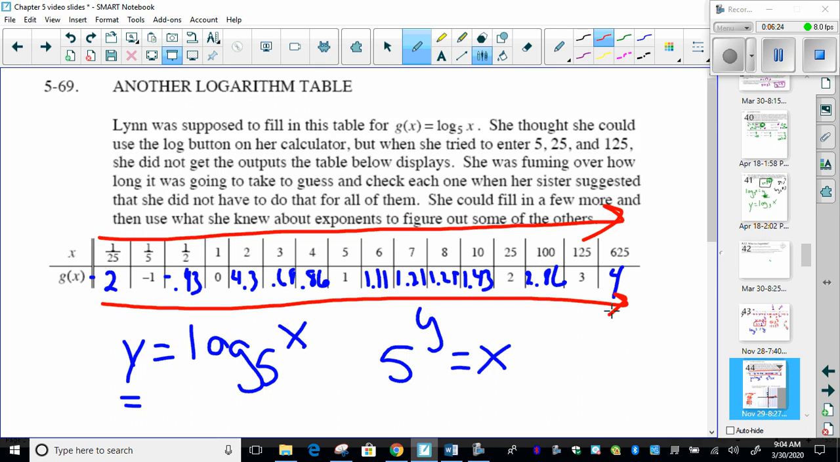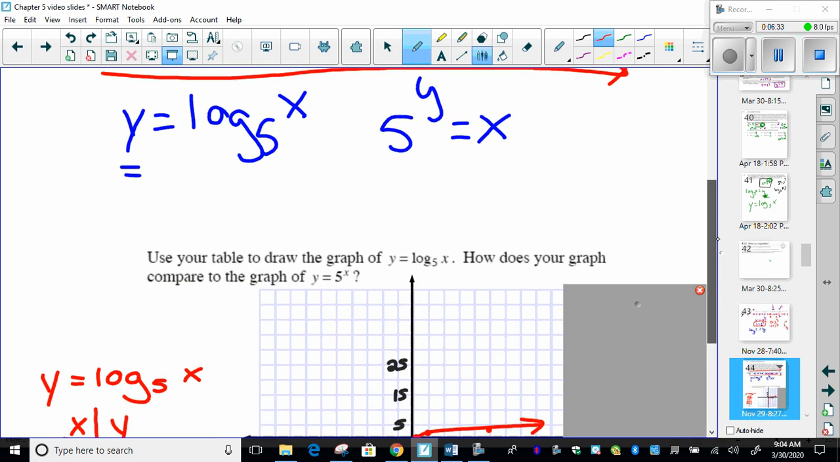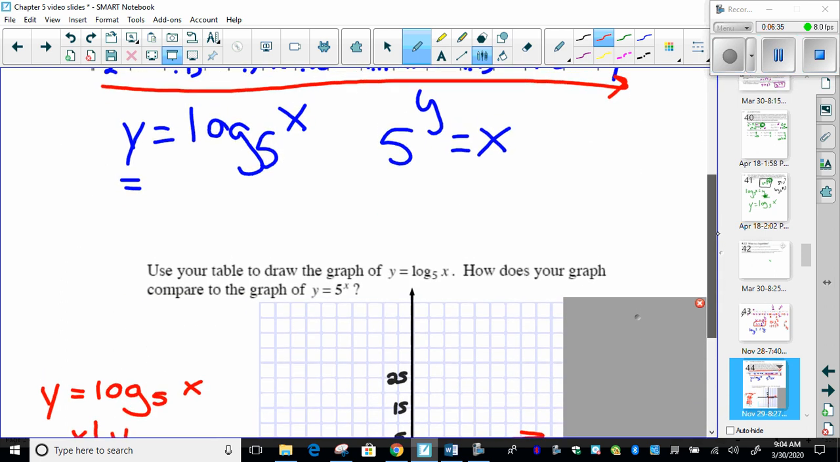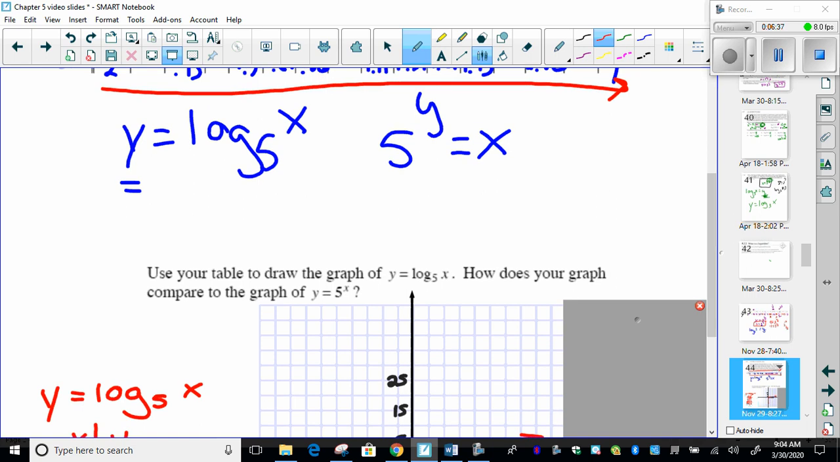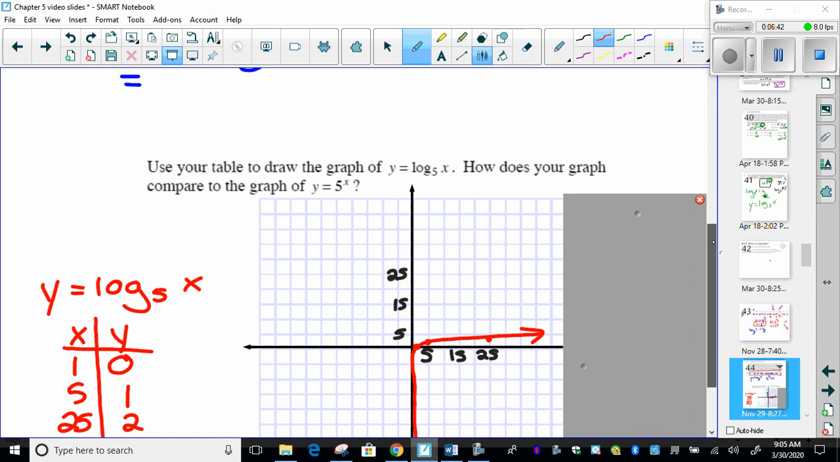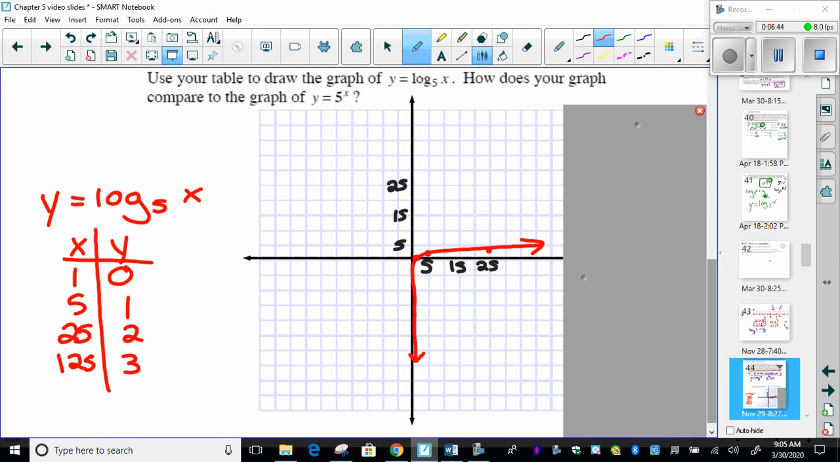So what we're going to look at now is the graph of this function. Okay, we are going to look at the graph of y equals log base 5 of x, which is 5 to the y equals x. So that's what we're going to first look at, and we're going to compare that to its inverse. So again, y equals log base 5 of x. So I just took my table from before, and I just plotted these points. You don't have to graph this, but just take a look at what we have. So we have this graph.